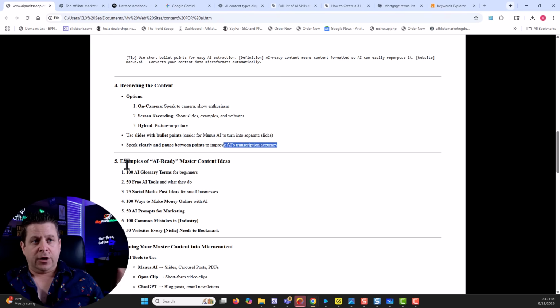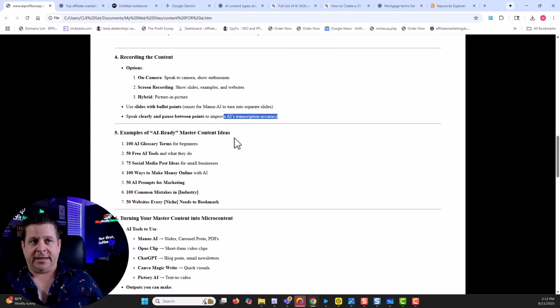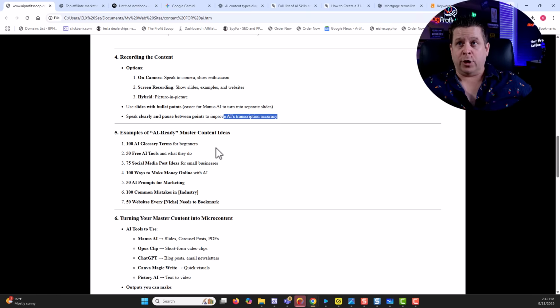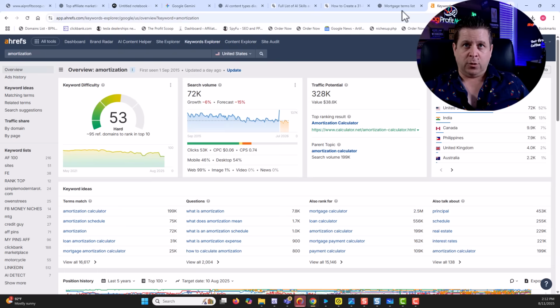Next up, you're going to do examples of AI-ready master content ideas. So some of the things you can do in your niche would be glossary terms. This is a method I've been using for many years. It's called the glossary method, where we go through and break our niche up into all the glossary points, and those now become content. Why? Because they're based on the way people search.